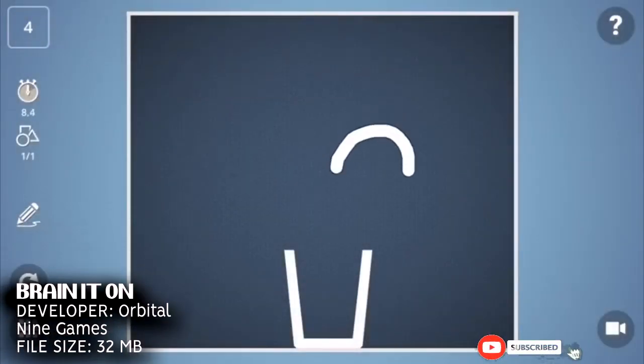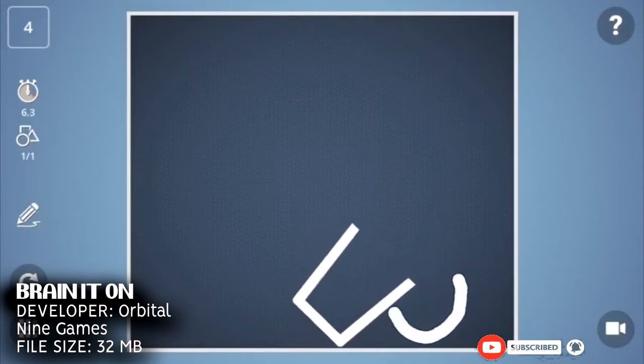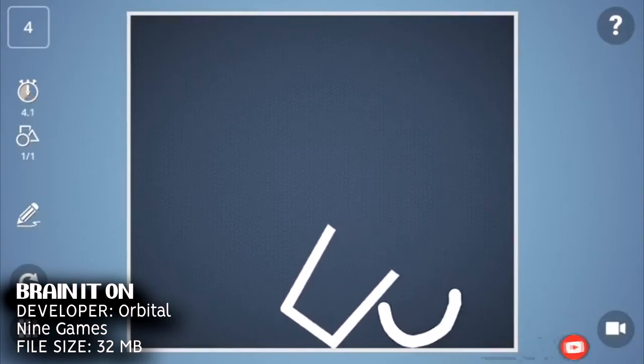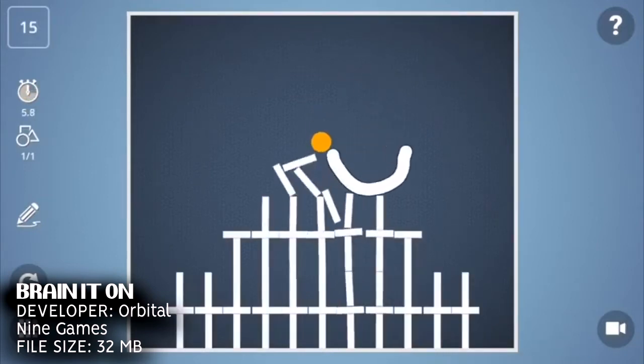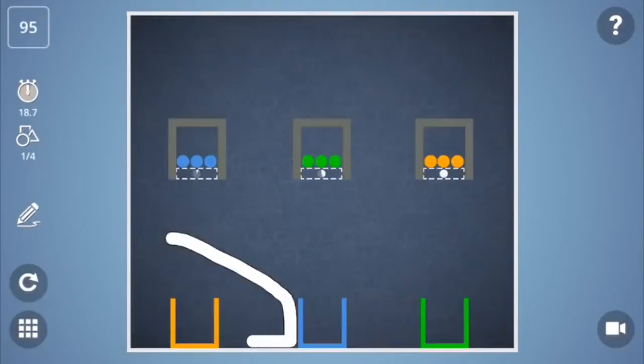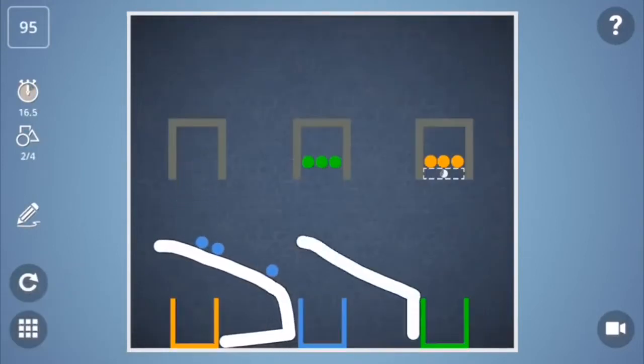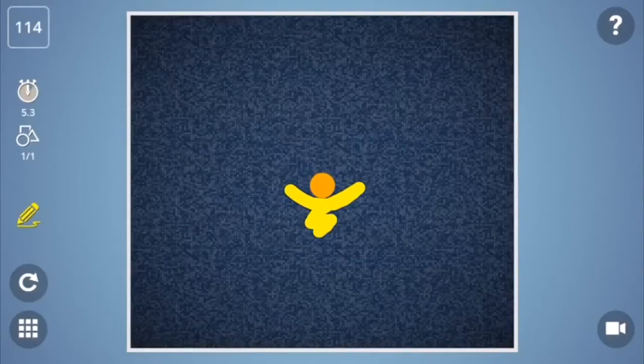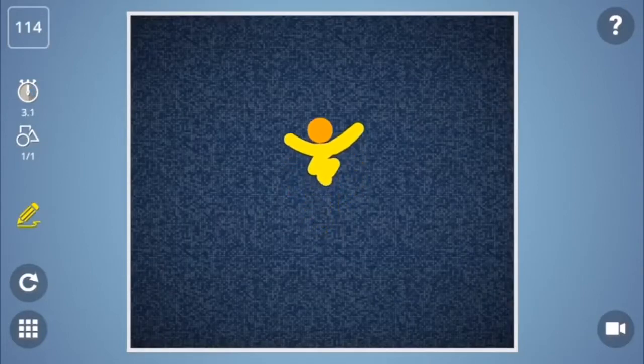Deceptively challenging physics puzzles for your brain. Draw shapes to solve challenging physics puzzles. They're not as easy as they look. Care to give one a try? Dozens of brain-busting physics puzzles, with more being added all the time. Compete with your friends for the Brain It On crown.